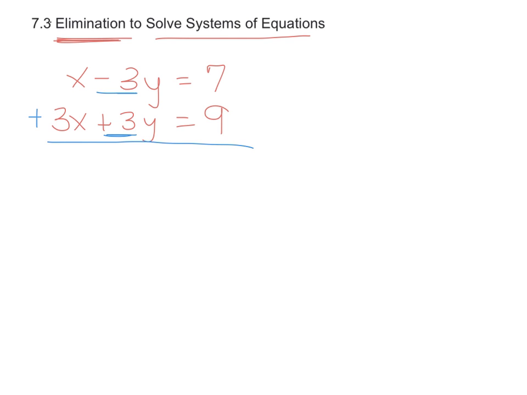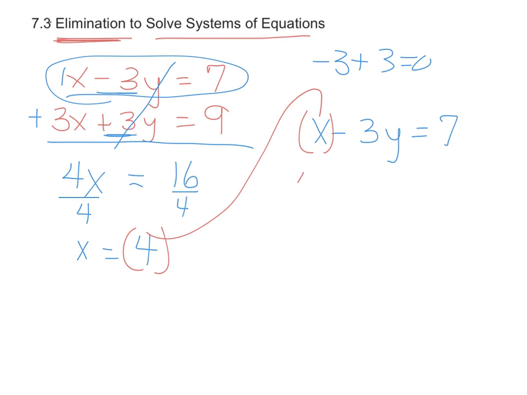So we will always add our equations together. I have 1x plus 3x equals 4x. The negative 3y plus the 3y gives me 0, so therefore this cancels out, the y's get eliminated. The 7 plus 9 is 16. I gotta get x alone, so I'm dividing by 4, and x equals 4.